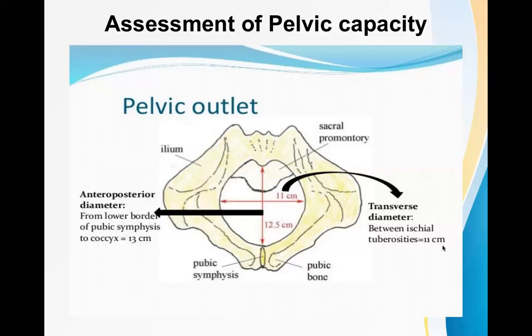So CPD, or cephalopelvic disproportion, is a strong indication for cesarean section delivery, because the head cannot come out. So how is normal delivery possible? To know this, the obstetrician will do pelvic capacity examination.